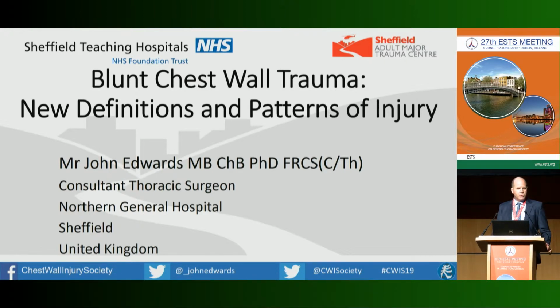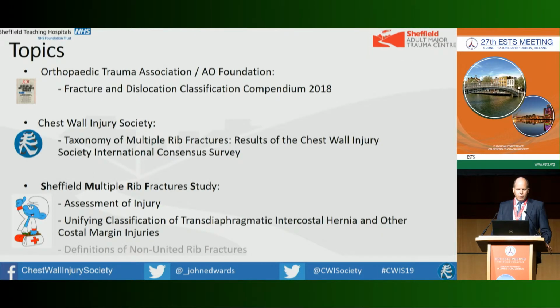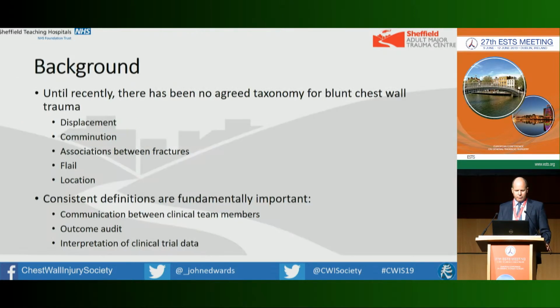But what I want to do is to present to you some work that we've been doing both within the Chest Wall Injury Society but also as an institution looking at the definitions and patterns of injury. I'm going to talk very briefly about the fracture compendium published by the Orthopedic Trauma Association and the AO Foundation in January last year, the work of CWIS in taxonomy, and also some of our own work, as I said.